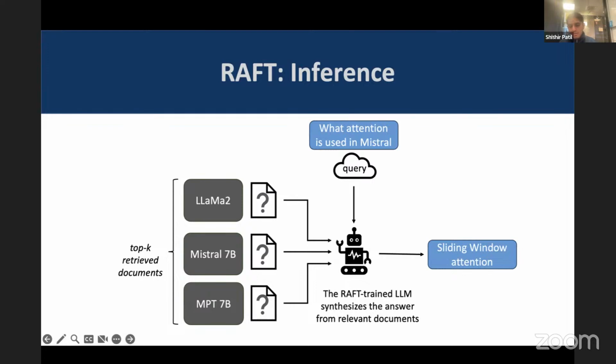Now, there's a few more things that we do interesting with RAFT. One is to craft your answers as chain of thought style, right? So we not only ask the LLM to answer the question, which in this case is sliding window attention, but we also ask the LLM to verbatim cite which particular tokens or which particular run of words in the document are actually useful in answering this question, right? So this is the RAFT training and inference pipeline, and you can see how this is quite relevant, right?